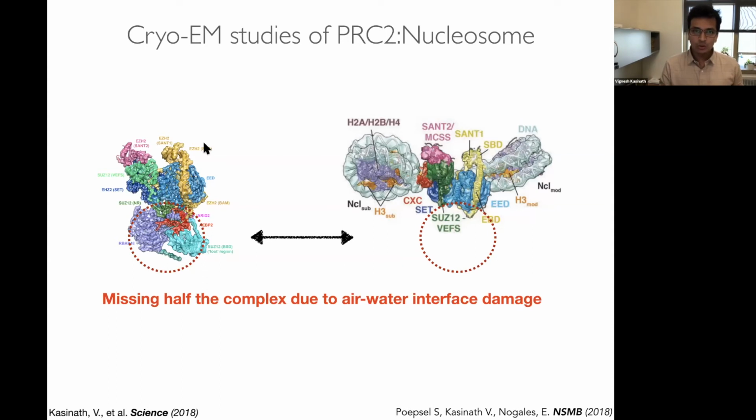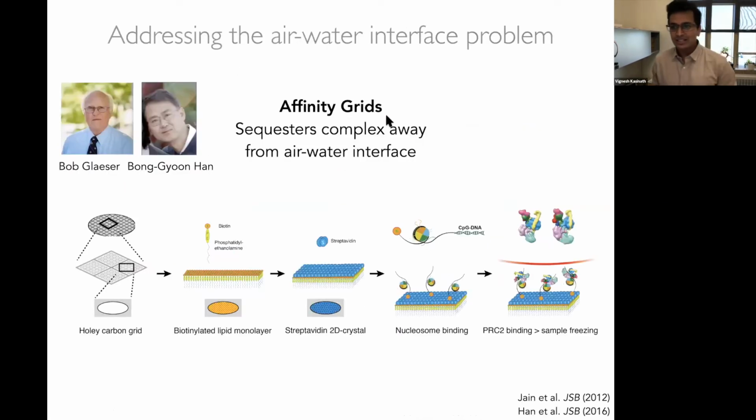So how did we get over this problem? We tried several things. Some of them worked, some of them didn't, but I'm only going to highlight one such process that worked. And this technique was actually pioneered by Dr. B.G. Hahn and Bob Glaser's lab in Berkeley. The method is called Affinity Grid Prep for EM.